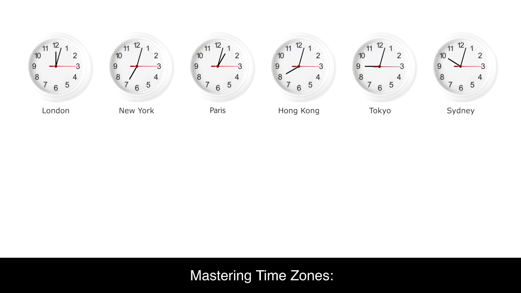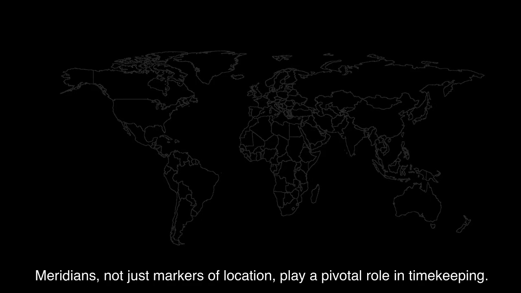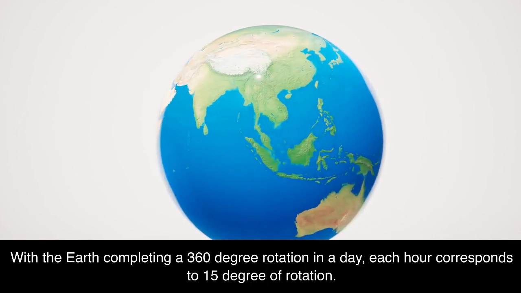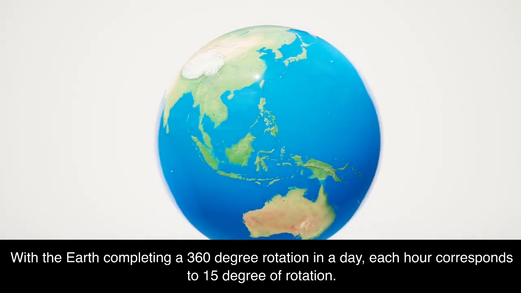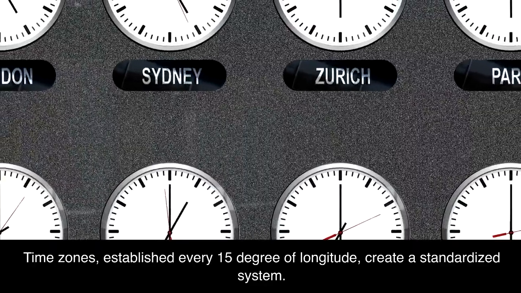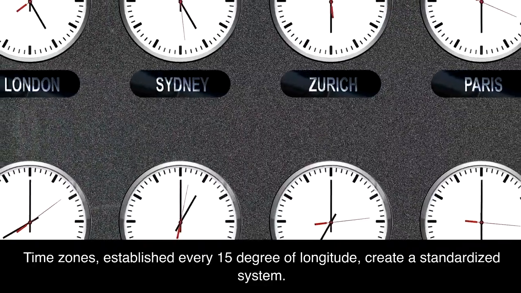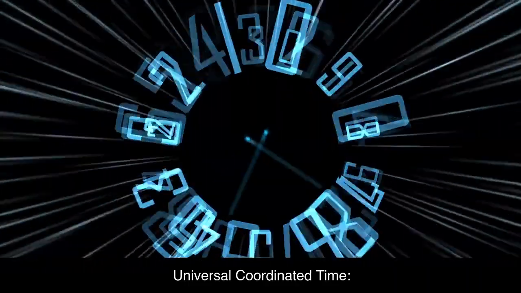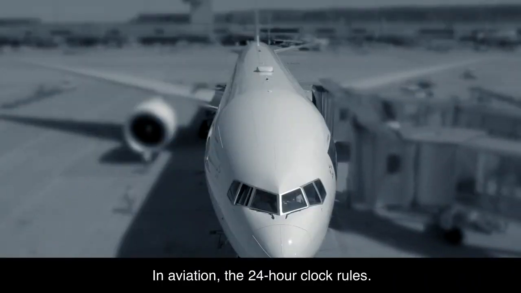Mastering time zones. Meridians, not just markers of location, play a pivotal role in timekeeping. With the Earth completing a 360 degree rotation in a day, each hour corresponds to 15 degrees of rotation. Time zones, established every 15 degrees of longitude, create a standardized system. The conterminous United States observes 4 time zones: Eastern 75 degrees, Central 90 degrees, Mountain 105 degrees, and Pacific 120 degrees.